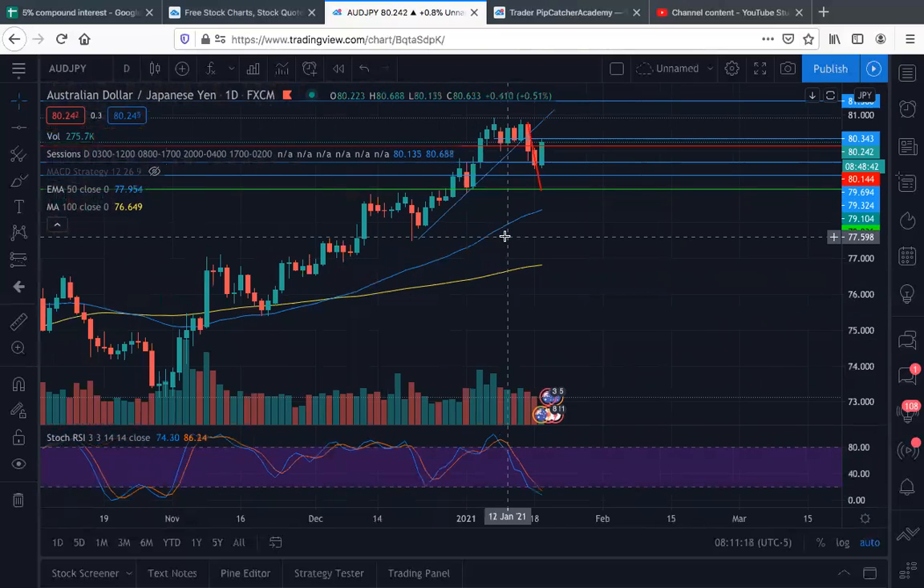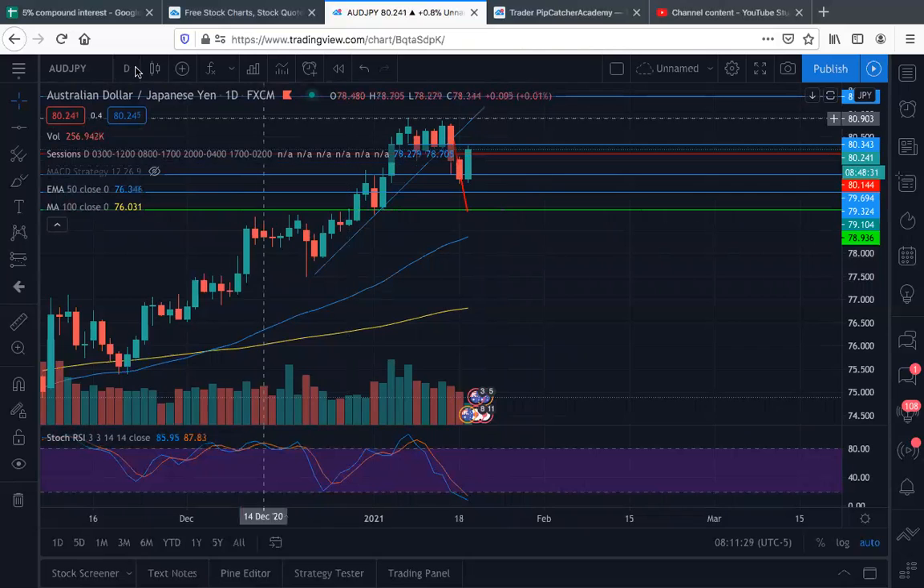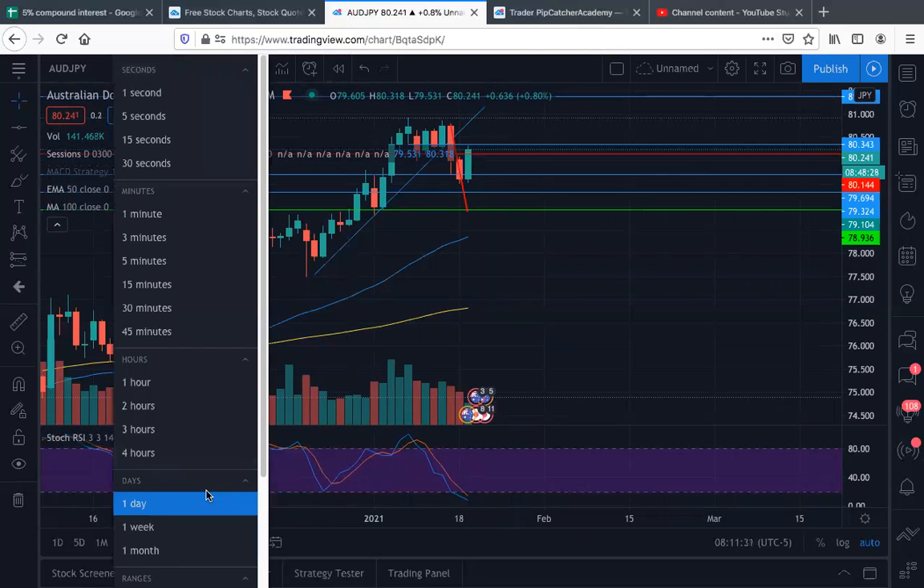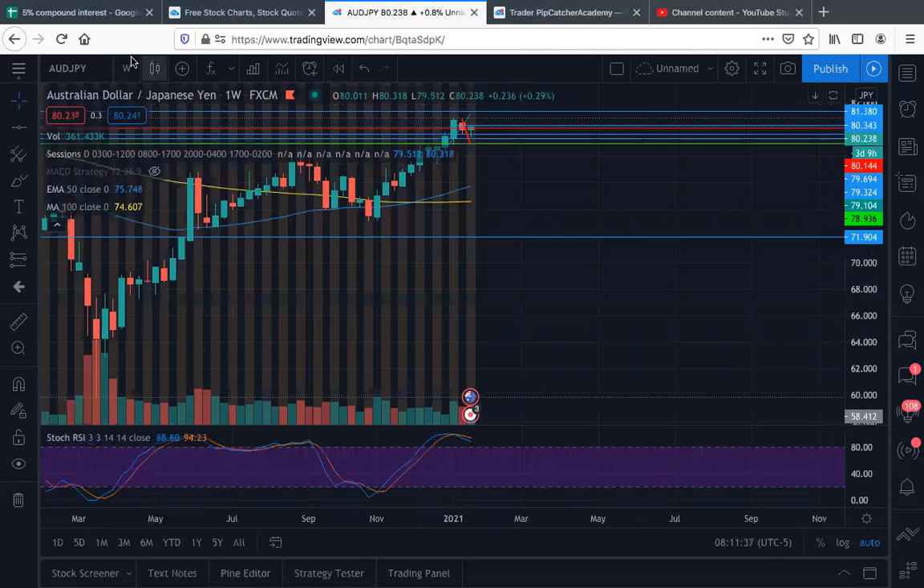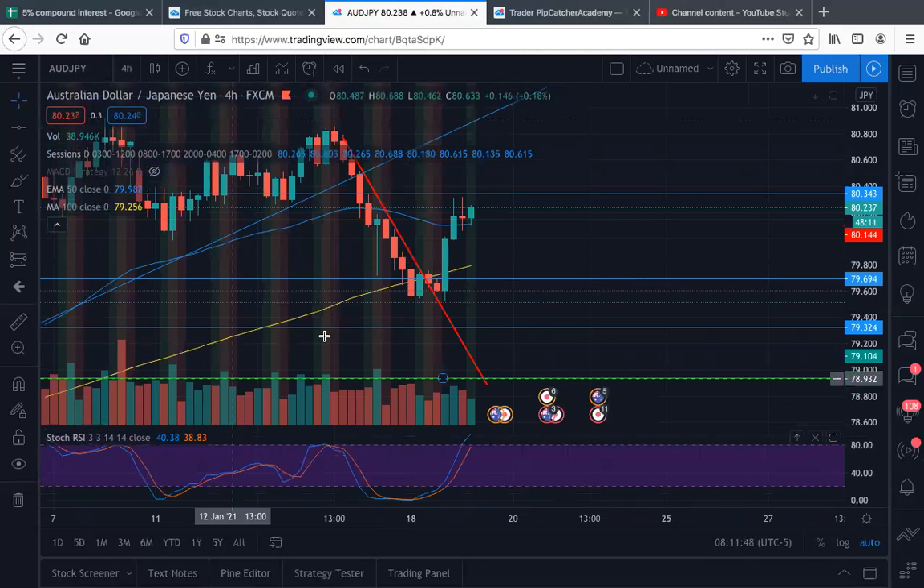We highlighted this level, 78.693, as basically where we think price may be headed. All right, price is considered to be oversold right now on AUDJPY. But again, on the weekly chart, we are getting that bearish cross. All right, let's go down to 4 hour and see what's going on here.